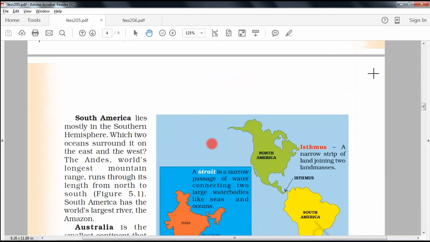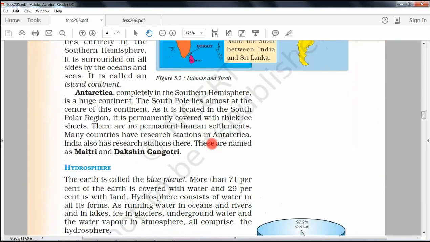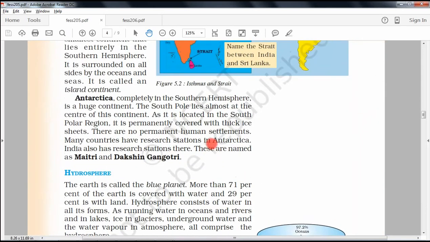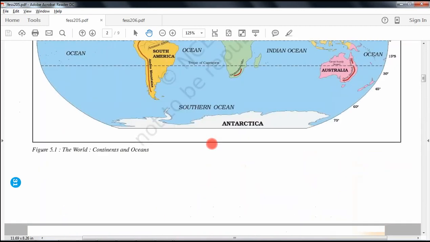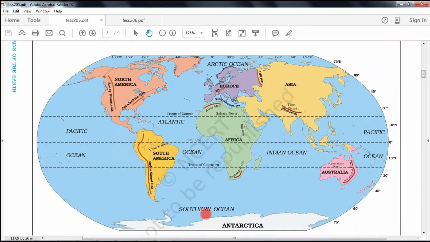Apart from continents, we will discuss hydrosphere later. Let's look at the map. So here in this map, the oceans are given in blue color and the continents are in different colors. We can observe from here.